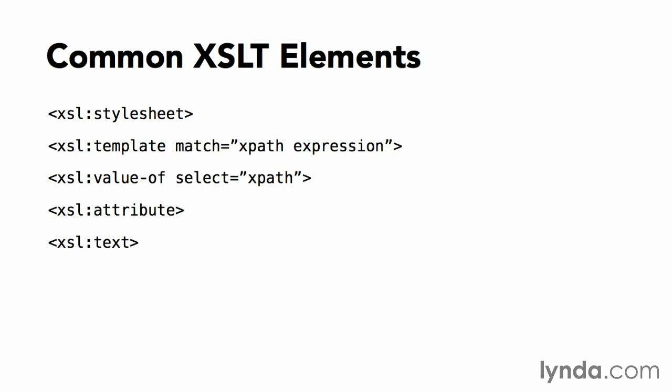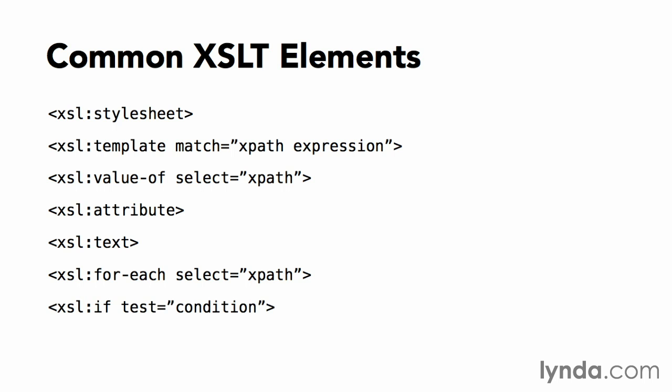In addition to tags for matching and inserting content, there are some control tags. So for example, there's a for each tag, which can be used to loop over repeating items in an XML file. You can also use an XSL if tag to perform if-else comparisons.